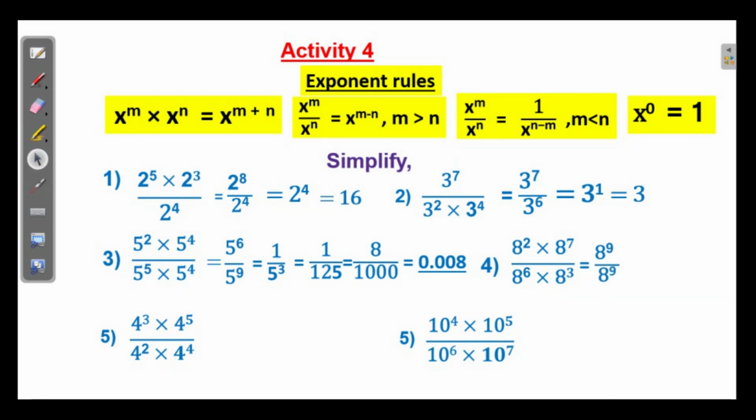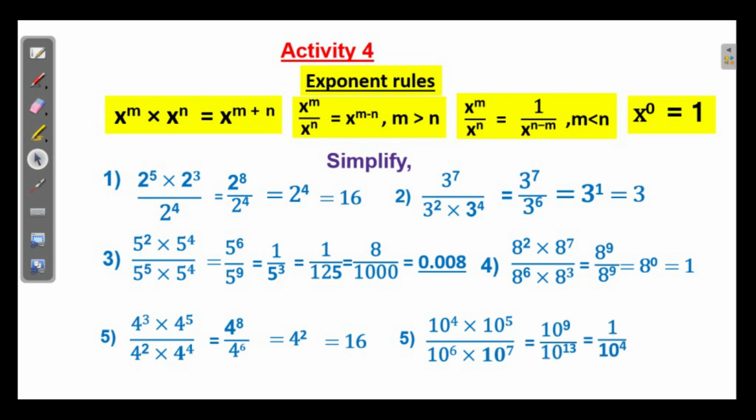Okay. The fourth one is 8 square into 8 raised to 7, which is equal to, first product rule, 8 raised to 9. Again 8 raised to 9. Then x raised to 0. 9 minus 9 is 0. So x raised to 0 is equal to 1. If we strike off the same terms from the numerator and the denominator, we will get the answer as 1. And the fifth one also, 4 cubed into 4 raised to 5, that is 4 raised to 8. 4 square into 4 raised to 4, 4 raised to 6. So 4 raised to 8 by 4 raised to 6 is equal to 4 square, which is equal to 16.